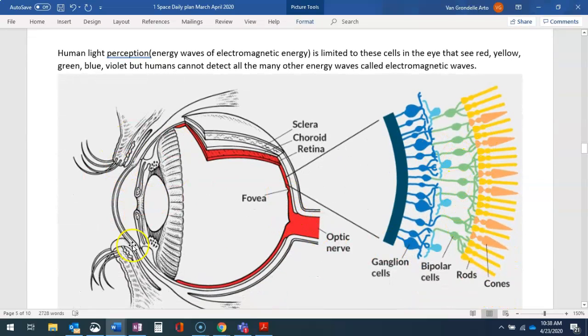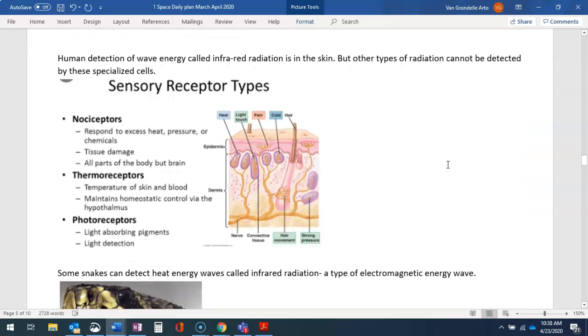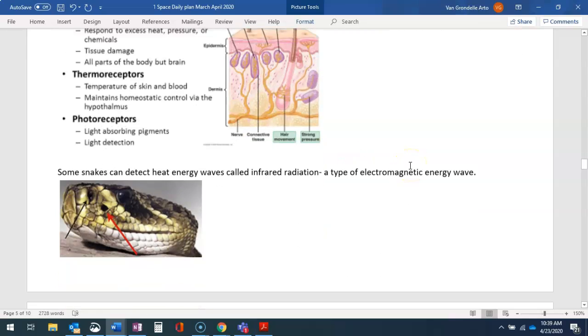Here's a human eye. The cells in the back of our eyes can only detect very specific electromagnetic wavelengths. We're very limited in what we can see. Then we have heat receptors in our skin that can detect infrared radiation, very specific, but not other types of radiation. You would think we could detect ultraviolet radiation, which is very powerful and can be dangerous, but we can't. And scientists are not totally sure exactly how our heat and cold reception works yet. So they're still learning about that.